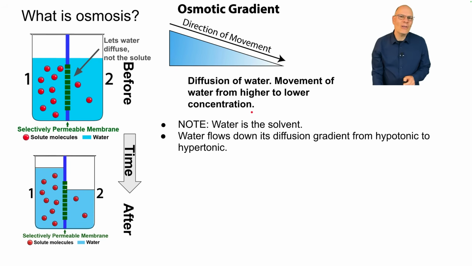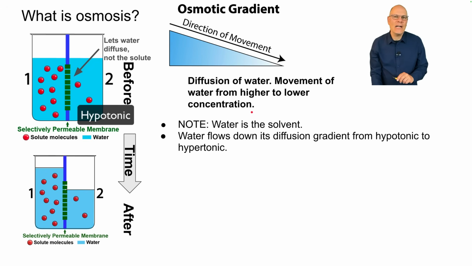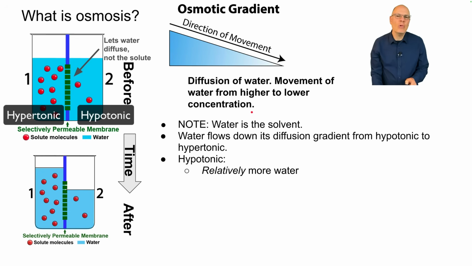Water flows down its diffusion gradient, just like everything else, from hypotonic to hypertonic. Those are essential terms to know. Hypotonic means relatively more water and relatively less solute. And these terms are not absolute. They're always relative to another solution. So in this diagram, this side is hypotonic.